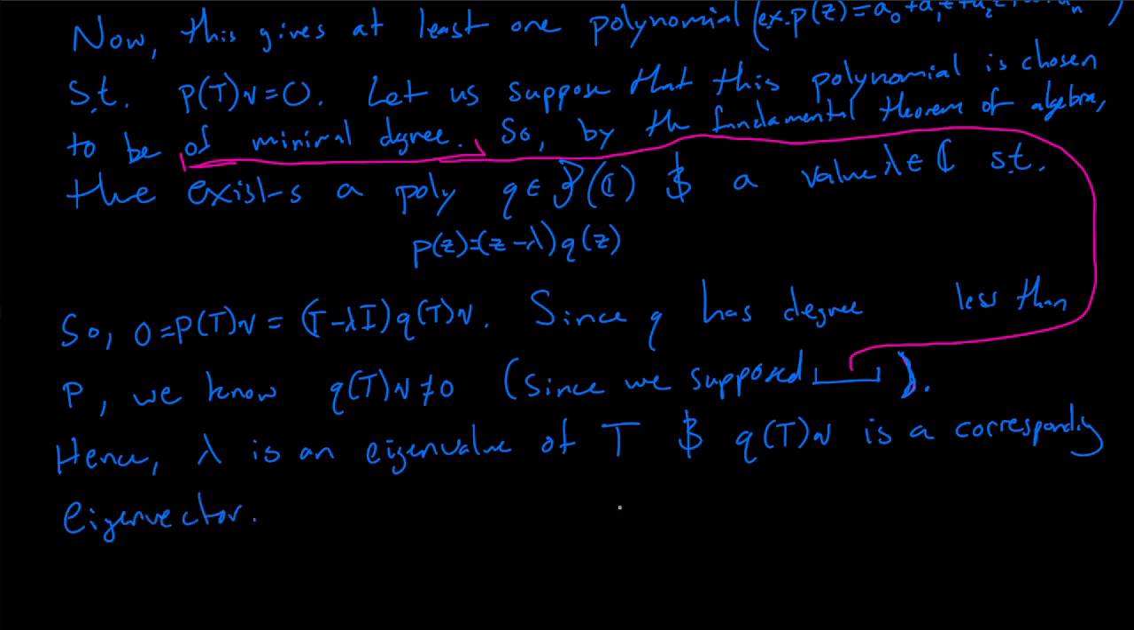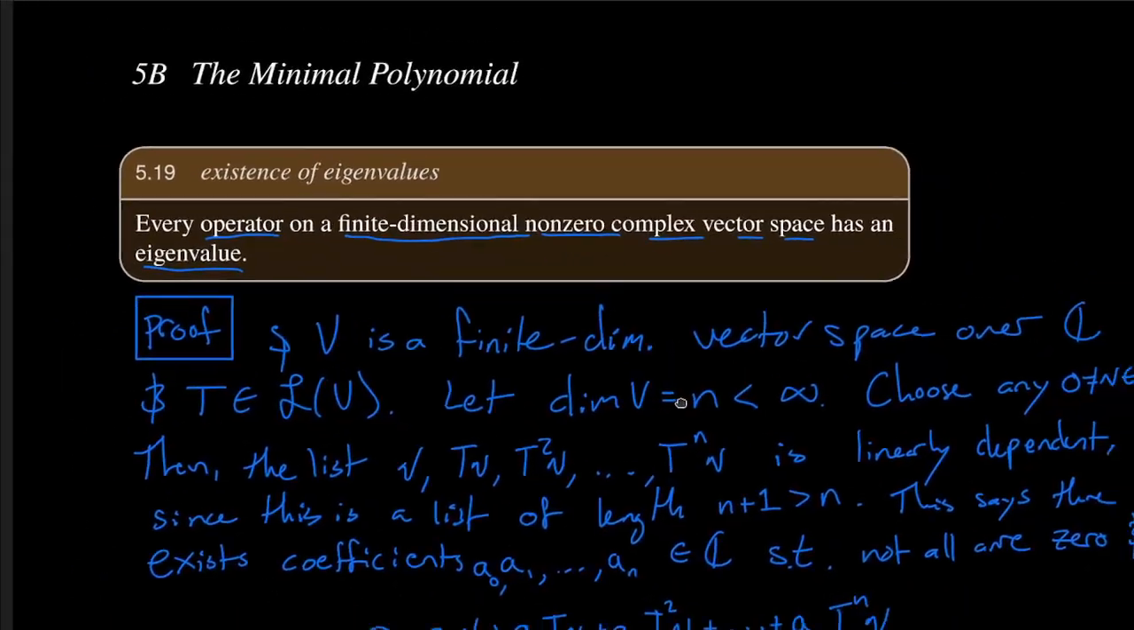Oh, whoa, super cool. So all we have to do is look at this right here. This says that qtv is in the null space of t minus lambda I. This thing is not the 0 vector, so it has a non-trivial null space. That means that lambda is an eigenvalue. Whoa, cool. We just showed it.